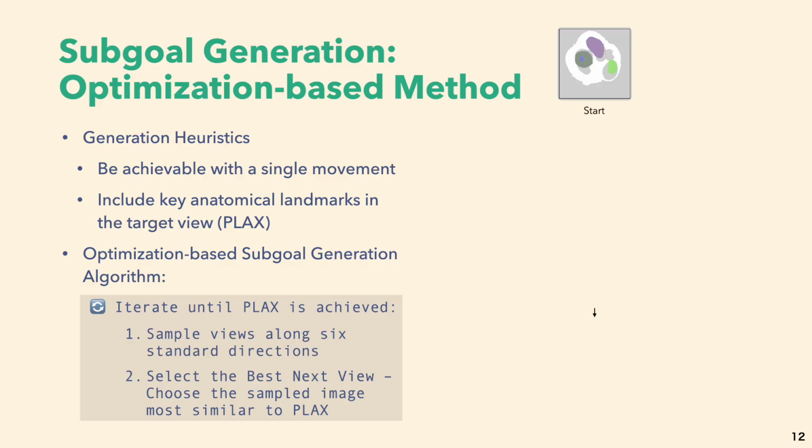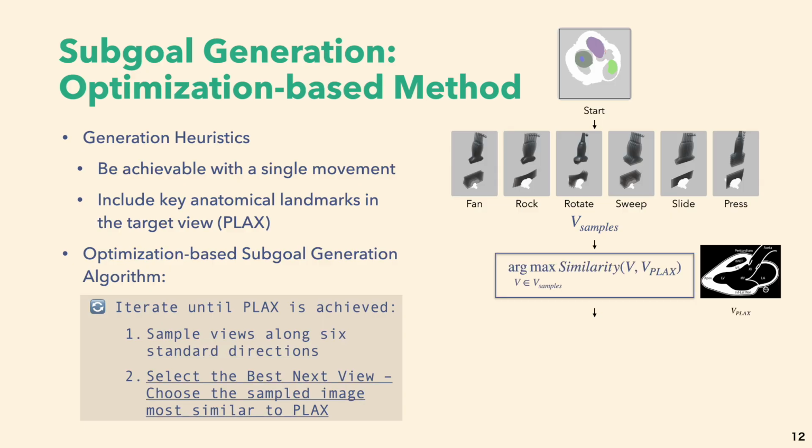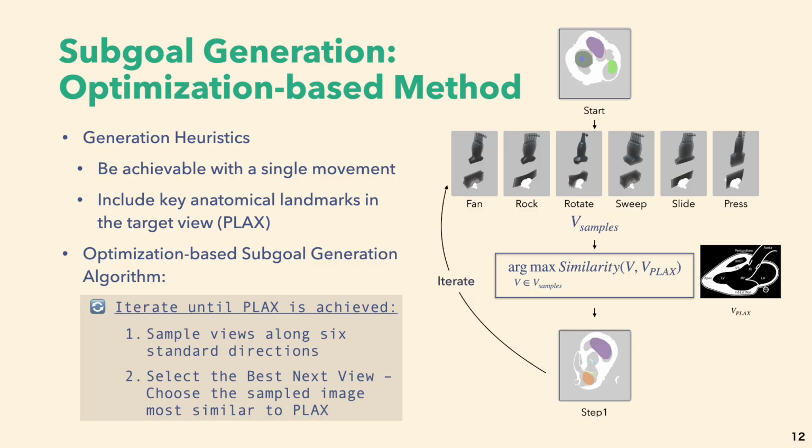From the initial probe position, the system optimizes movement through a structured approach. First, it samples views along 6 key movement directions: fanning, rocking, rotating, sliding, sweeping, and pressing. Among these sampled views, the system identifies the one most similar to the target parasternal long-axis view, using it to guide the next adjustment. The optimization process repeats for each pair of the current view and the target view until the similarity between them meets a predefined threshold.